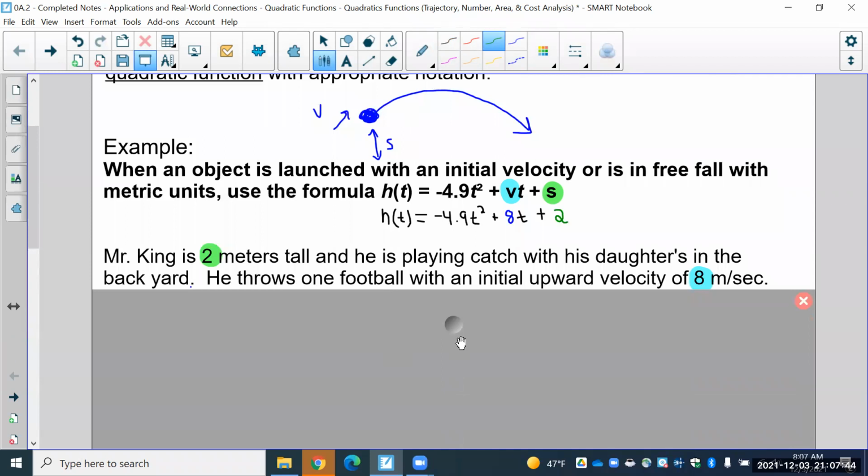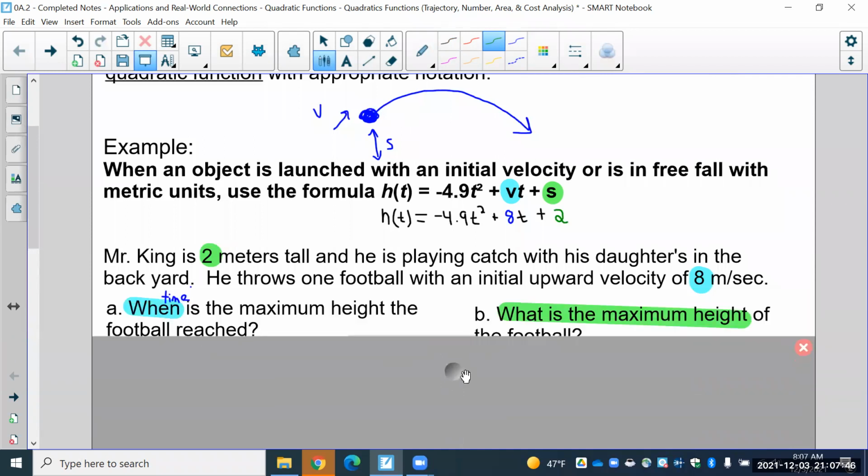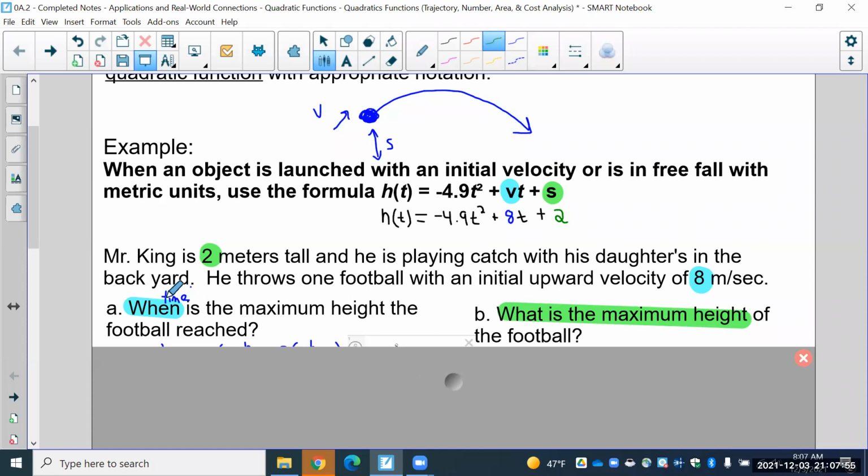So once I see those things, I can very easily start to do things like this. When is the maximum height of the ball reached? What is the maximum height of the ball? Well, when is time, and what is height? And it actually says height right there. But they're actually part of the same thing. And in both these things, they're using the word maximum.